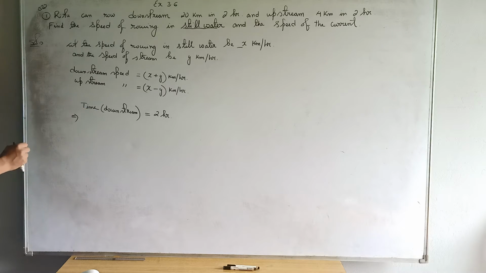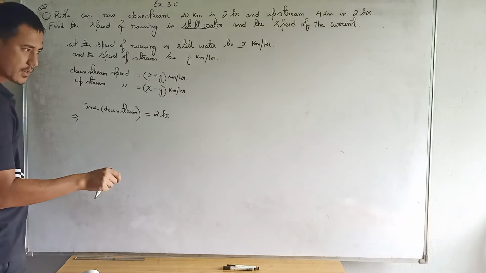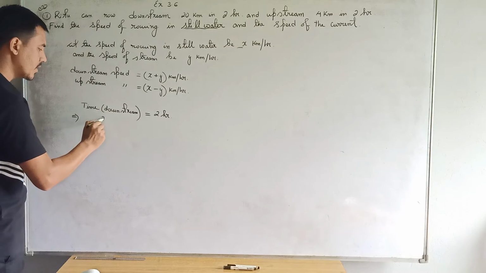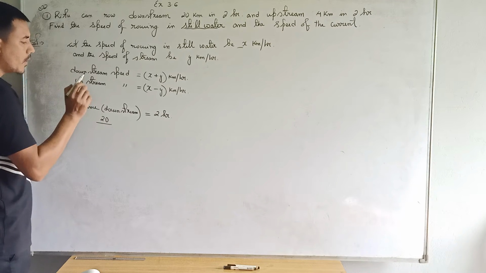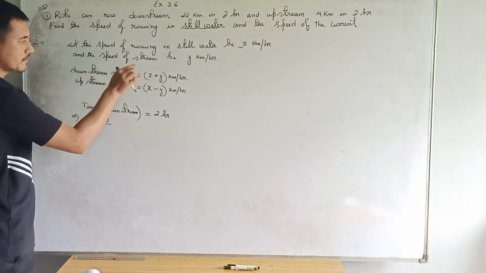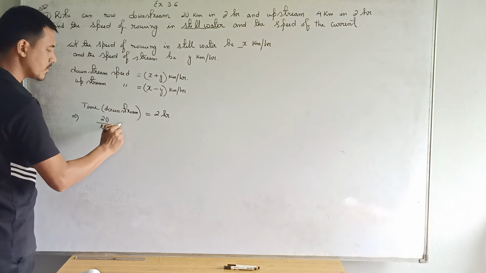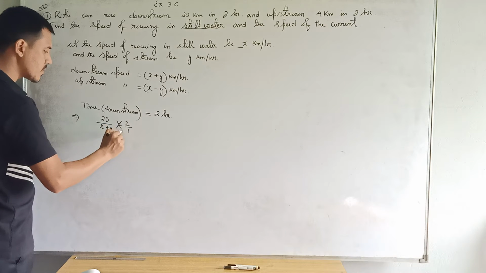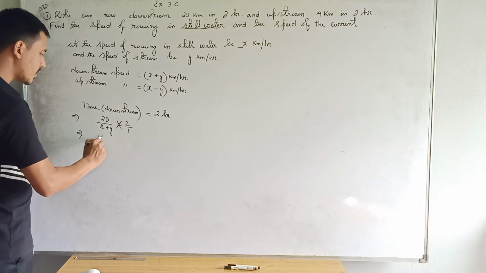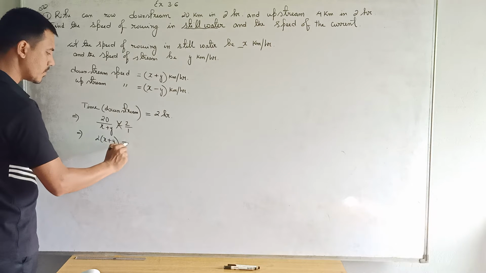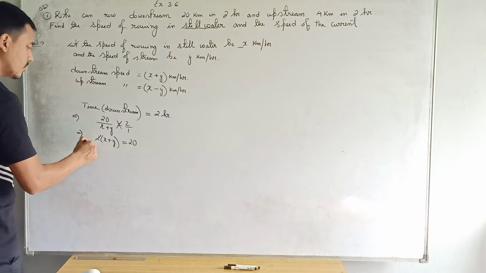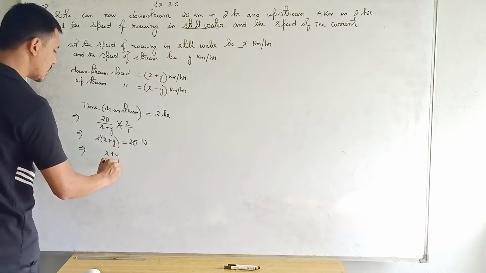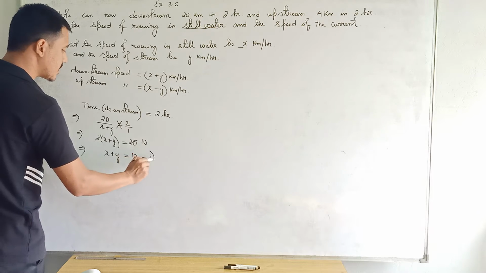Now we know that time can be expressed as distance upon speed. What is the distance going down the stream? 20 kilometers upon the speed for downstream, x plus y, is equal to 2. You need not write the units. We can just simply cross multiply this. So 2 times (x plus y) is equal to 20. I can cancel this out, 2 times 10 is 20. So your x plus y is equal to 10. This is your first equation.